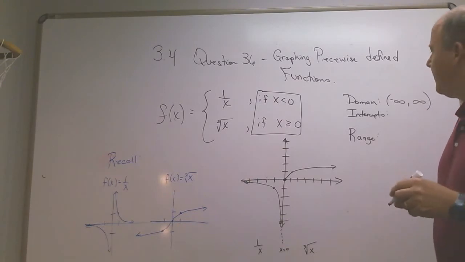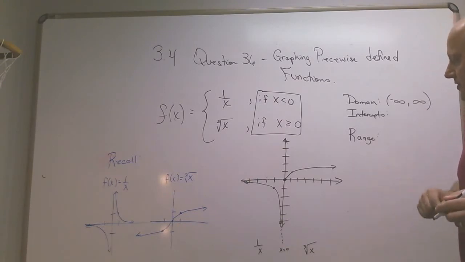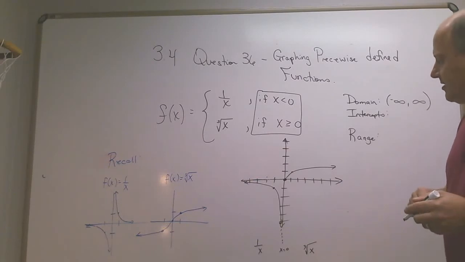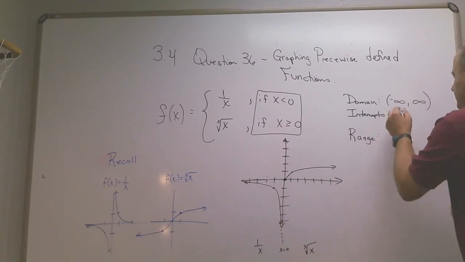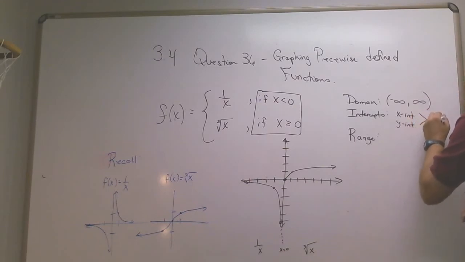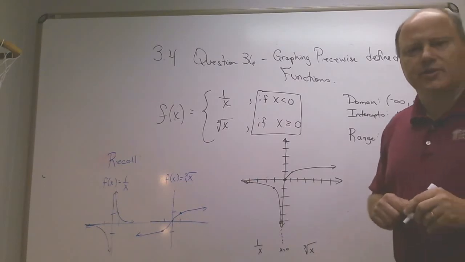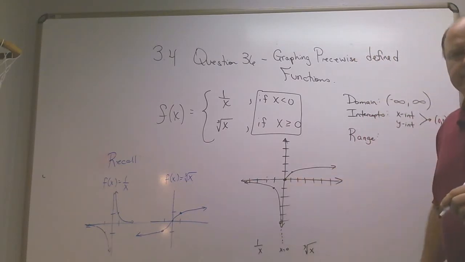Okay. Now the intercepts are where the graph crosses the x-axis and where it crosses the y-axis. I do it by observation in this case, because the only x-intercept and the only y-intercept I have is at the origin. So the x-intercept and the y-intercept are both there. That's not the case in every problem. It's only when it crosses at the origin. But in this case, the intercept is at the origin.